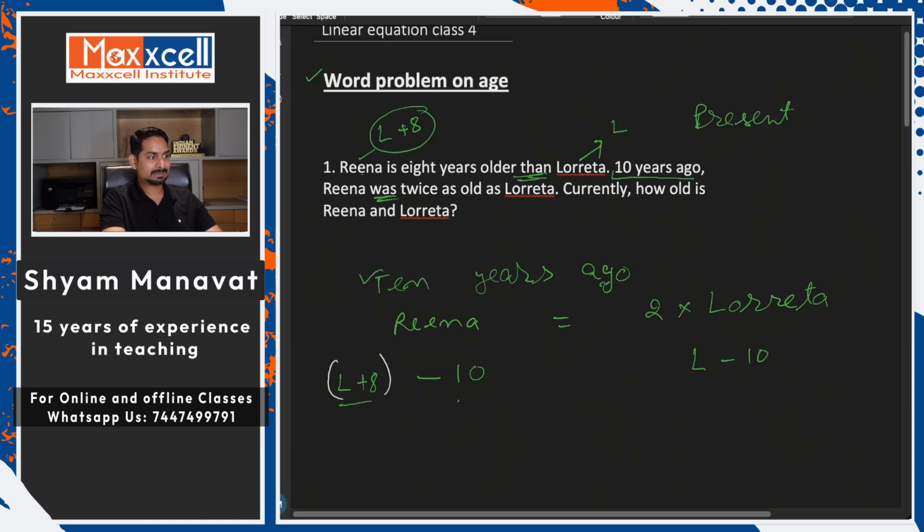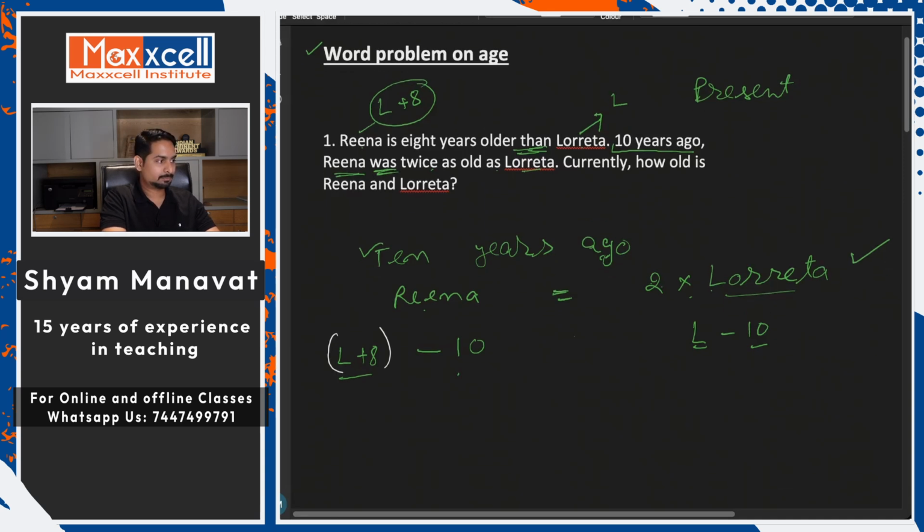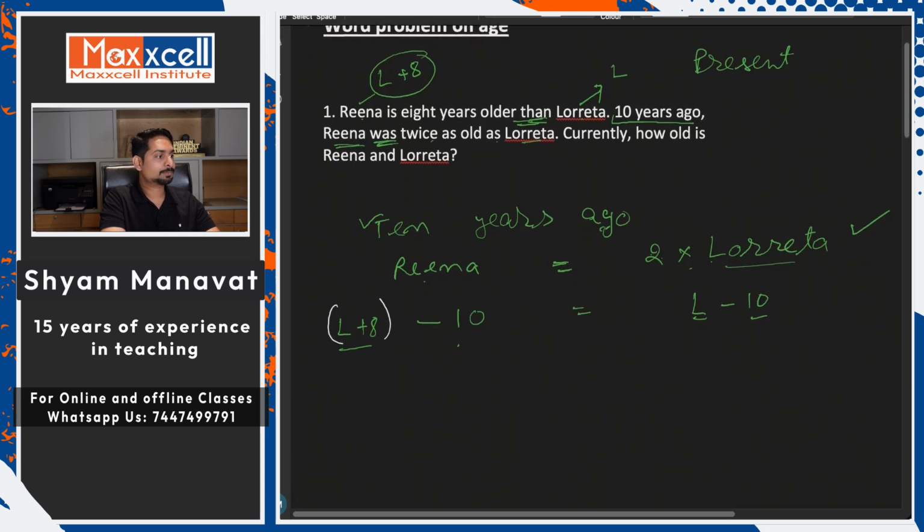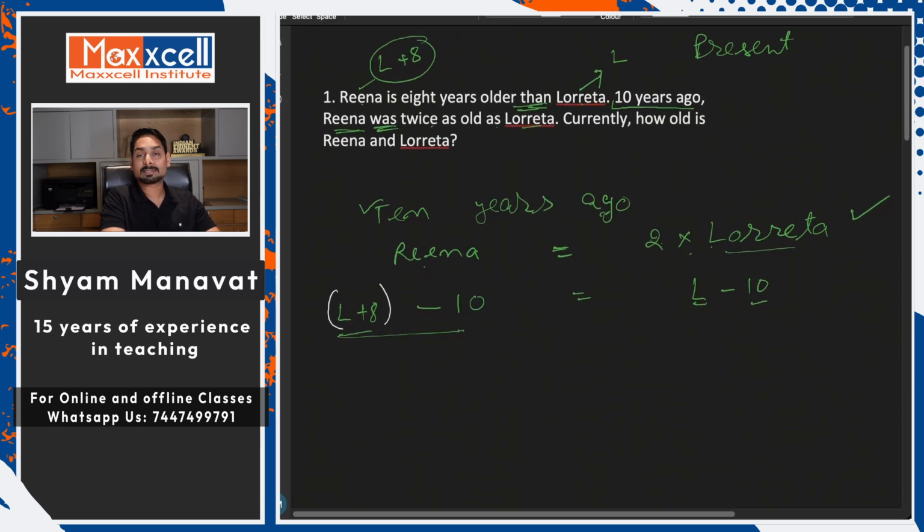Rina's present age minus 10, Loretta's present age minus 10. Rina is twice as old as Loretta, two times Loretta, 2 multiplied by Loretta. Are you okay with this? Yes? Okay. So Rina's age 10 years ago is equal to 2 times Loretta's age 10 years ago. Are you okay with this?